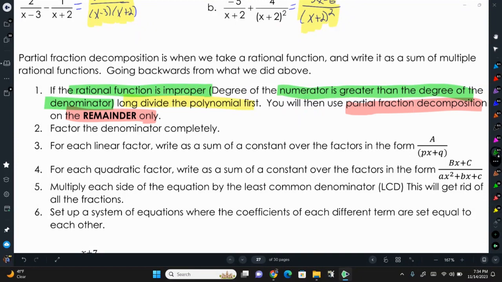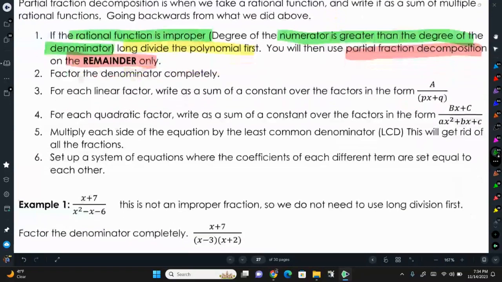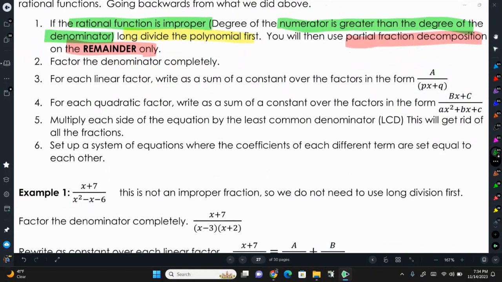Then we'll factor the denominator completely, and then rewrite each linear factor as a sum of a constant over factors in the form A over px plus q. And then for each quadratic factor, so like if we have an x squared plus 1 factor in the denominator, we write that as Bx plus C over that denominator. And then we multiply both sides by the least common denominator to get rid of all the fractions.